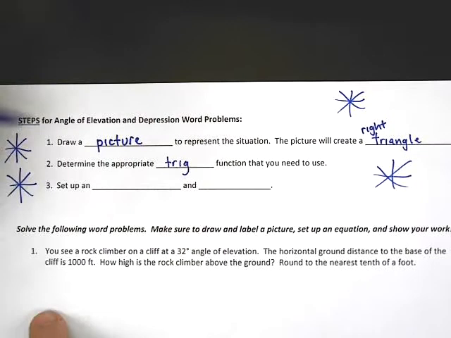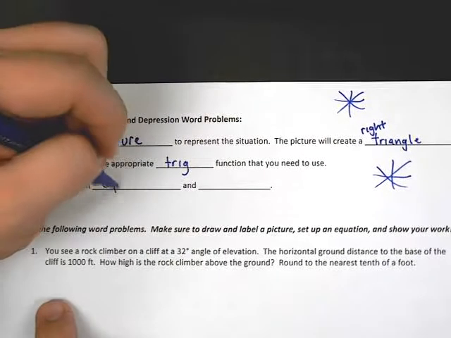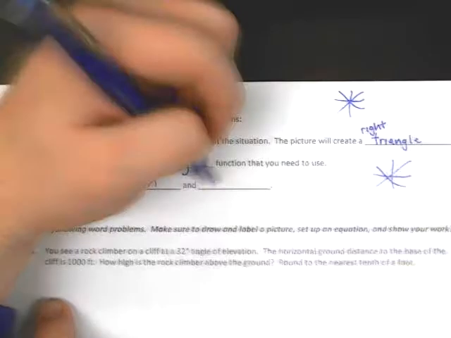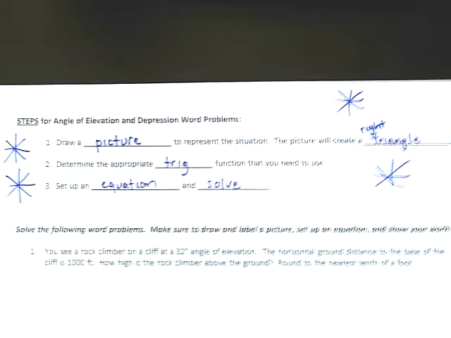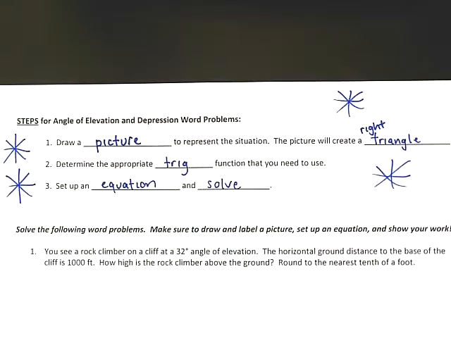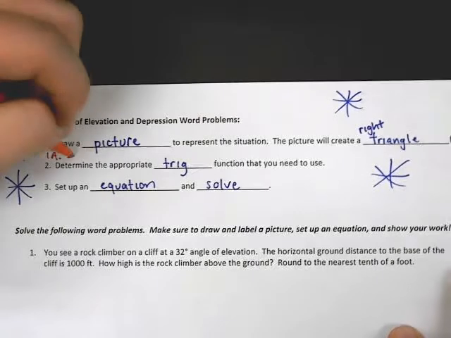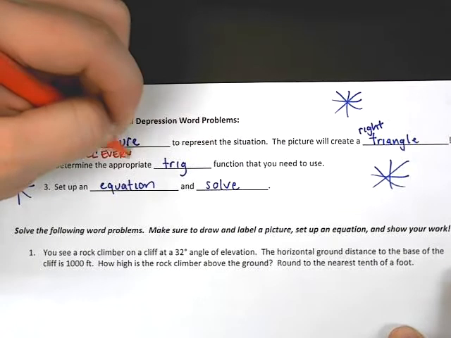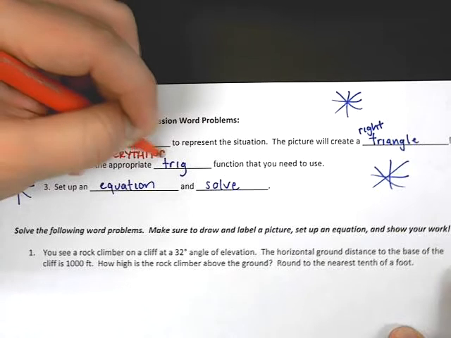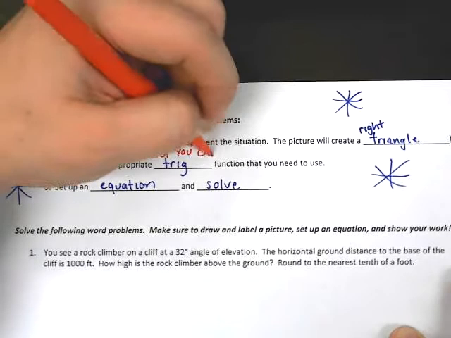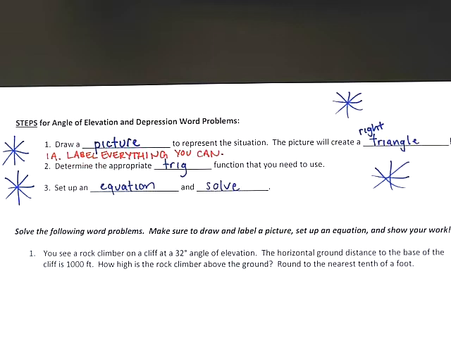And then once we know what trig function to use, we can set up an equation and solve. All right? So we draw a picture, we label... you know what? I'm going to add actually 1A. Label everything you can. All right? So I added a little step in there. All right, let's take a look at something like number 1.